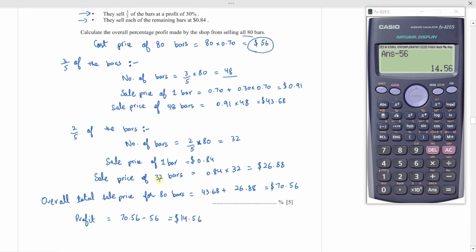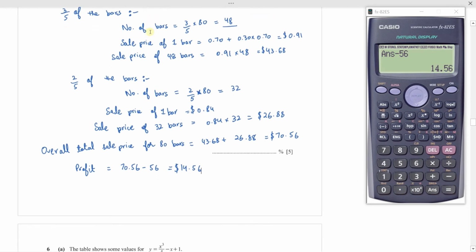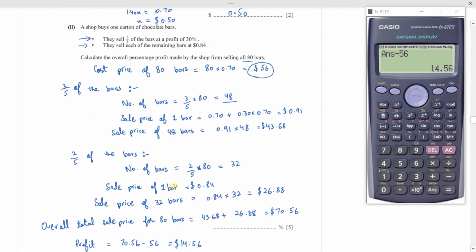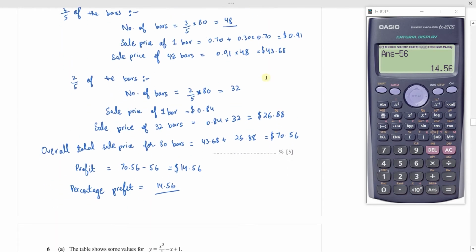The question asks you to calculate the percentage profit. So the percentage profit will be the profit, which is 14.56, divided by the cost price, which is $56, and then multiplied by 100. So 14.56 divided by 56 into 100. So the percentage profit on these 80 bars is 26%. So your answer here will be 26.